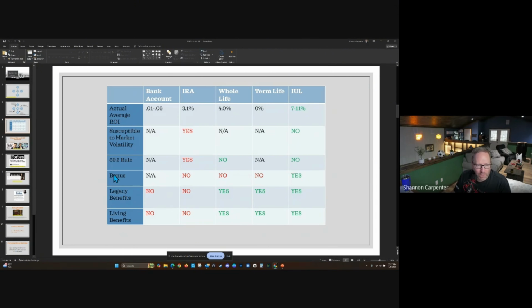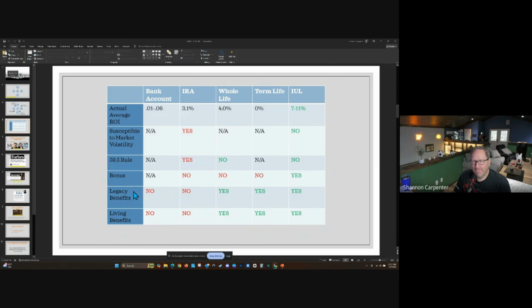So anyway, bonusable. Do you get a bonus? Well, you don't get a bonus with a bank account, typically, just for opening a bank account and having money in a bank. They don't give you anything extra. An IRA doesn't give you a bonus. Whole life, term life, they don't give you a bonus, right? You don't sign somebody for final expense or term and they get a bonus. But IULs, yes, you can get a bonus.